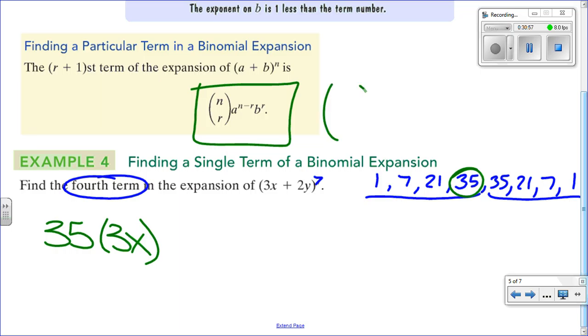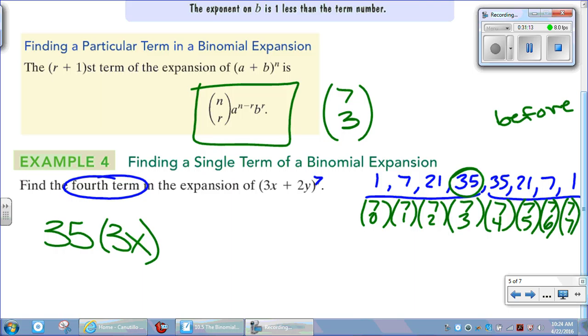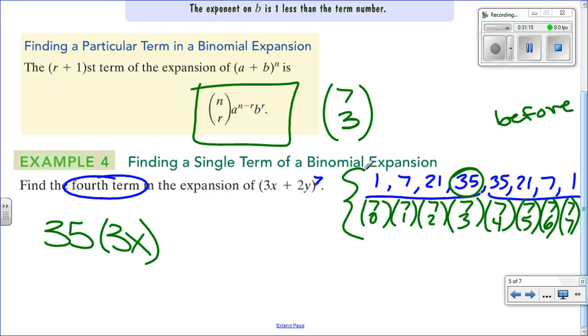So think about it. We're doing this. We have 7. We're going to choose the 3rd term. They go in this order. These numbers come from here. 7 choose 0. 7 choose 1. 7 choose 2. So the coefficients come from here, and if we want the 4th term, we're going to have to go, this is like the 4th term, so that's why r is a 3. That's why I'm using a 3 for r, okay?